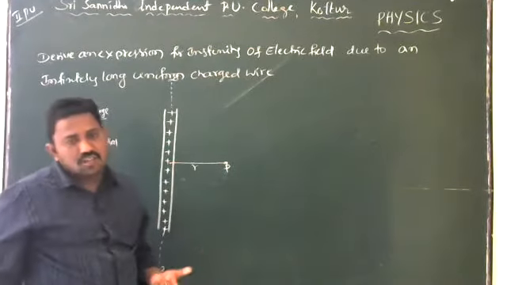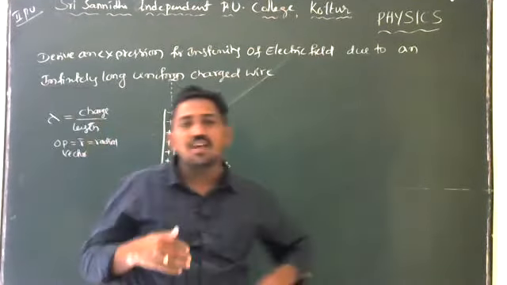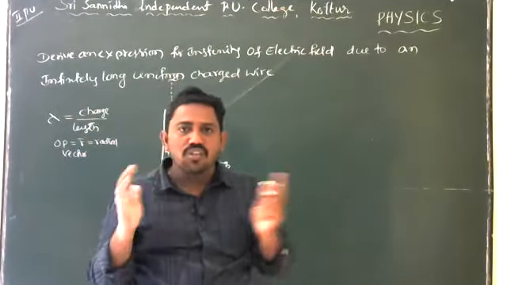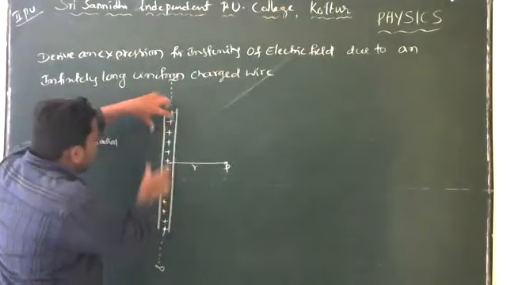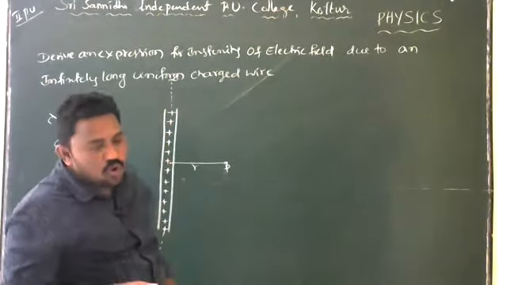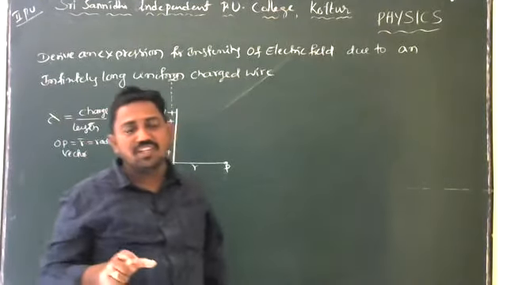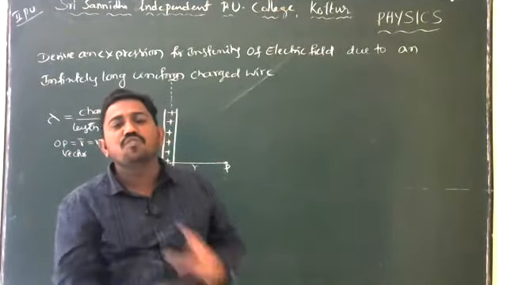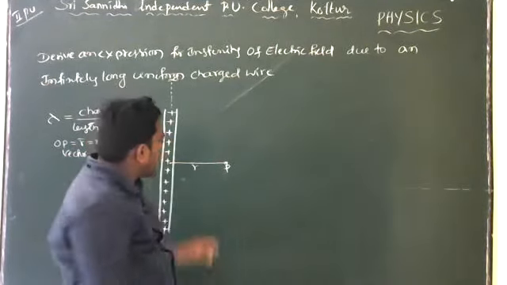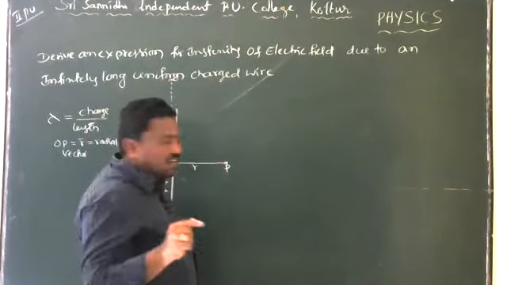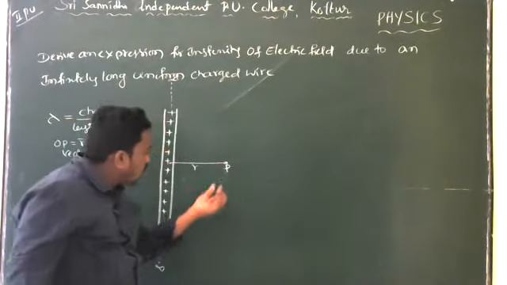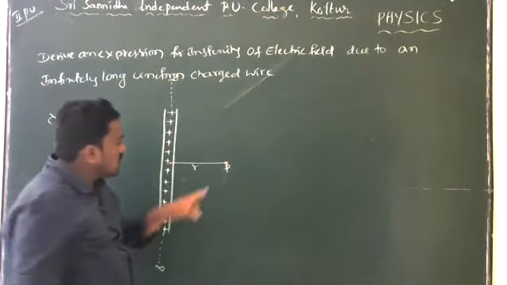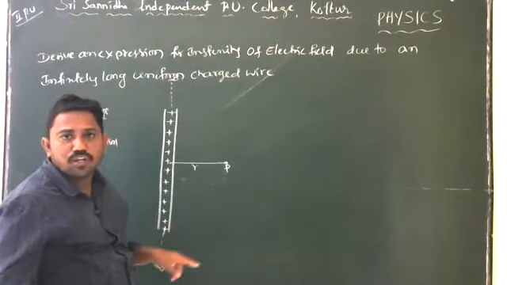Now, applying Gauss's law, as we already discussed, we can draw the Gaussian surface around the charge distribution. So for the wire, we can draw a cylindrical Gaussian surface around the charge distribution of the wire. Let E be the intensity of the electric field at point P.